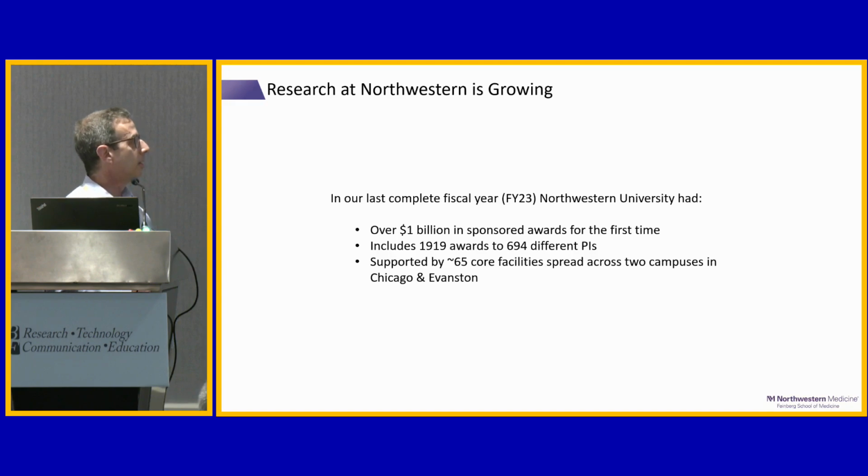There we go. So research at Northwestern is growing, and it's growing fast. In our last complete fiscal year, we broke $1 billion in sponsored awards for the first time. That includes over 1,900 awards to nearly 700 different PIs. And all of this is supported by a constellation of 65 core facilities spread across the 2 campuses in Chicago and in Evanston.